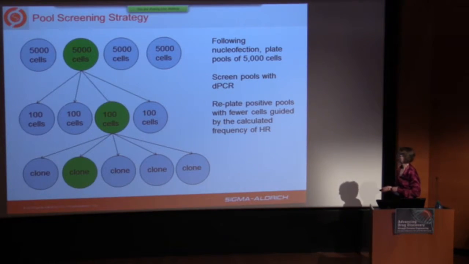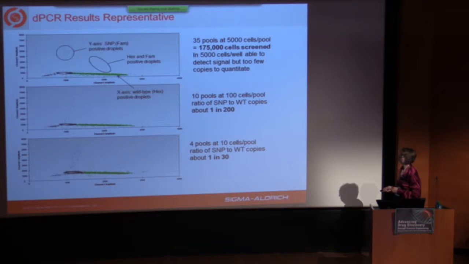So in my case study, following nucleofection, we decided that we would plate 5,000 cell per well pools. And then we would screen those pools with the digital PCR, and then replate positive pools with fewer cells guided by the calculated frequency until we would finally be able to find the clone that we were looking for. So we started with 35 pools of 5,000 cells per well. That amounts to about 175,000 cells that we were looking at.